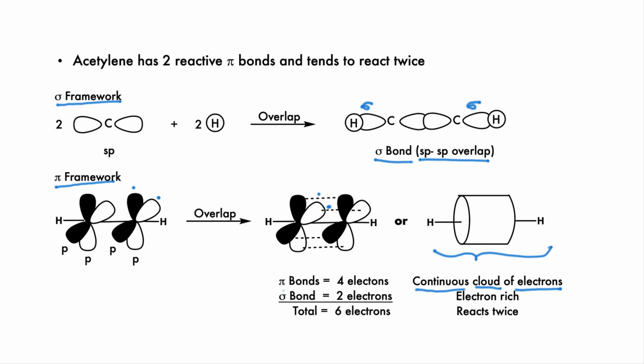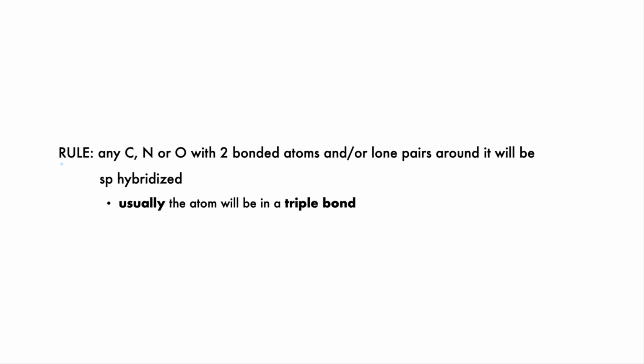The triple bond has 2 electrons in a relatively unreactive sigma bond and 4 electrons in 2 reactive pi bonds. Recall pi bonds are electron-rich. Acetylene with 2 reactive pi bonds tends to react twice, while ethylene with only 1 reactive pi bond will react only once. How do you tell if an atom is sp hybridized?